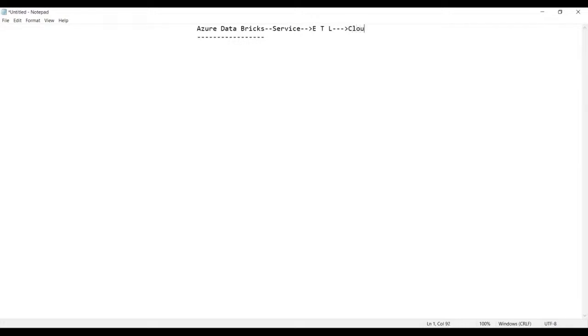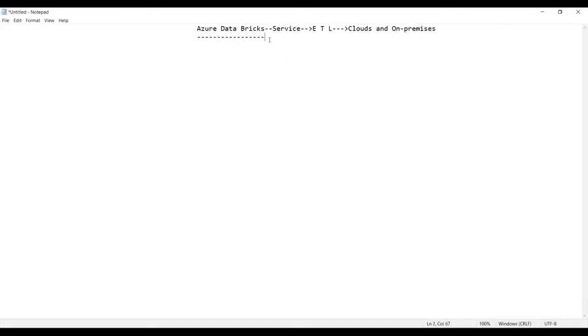Between the clouds and on-premises. So ETL is a service provided by Microsoft. Azure Databricks is a service provided by Microsoft to perform the job of ETL between the clouds and on-premises. So now, guys, let us try to see this.